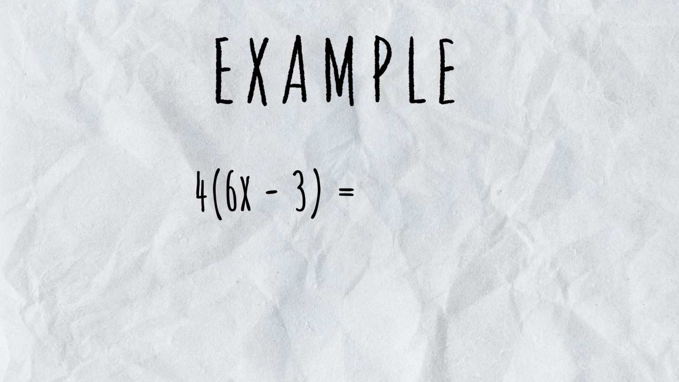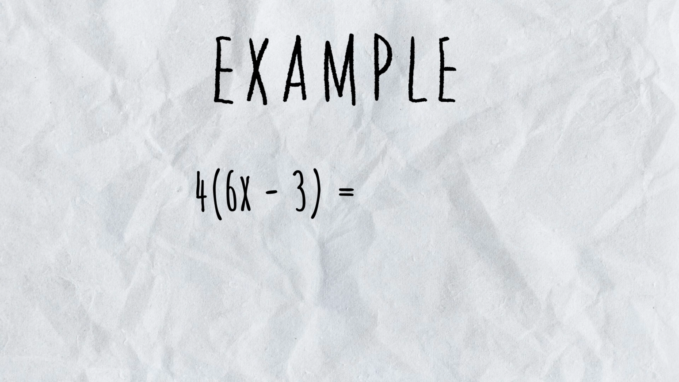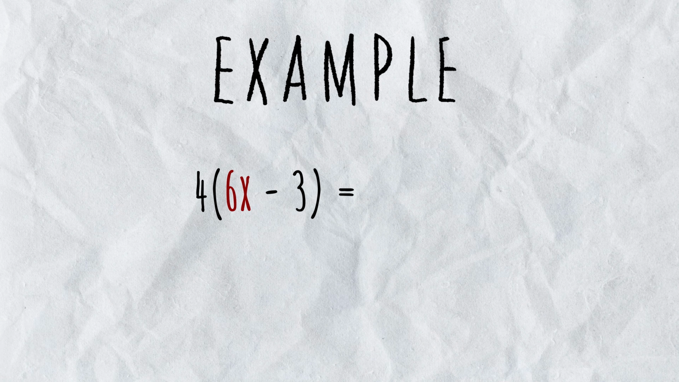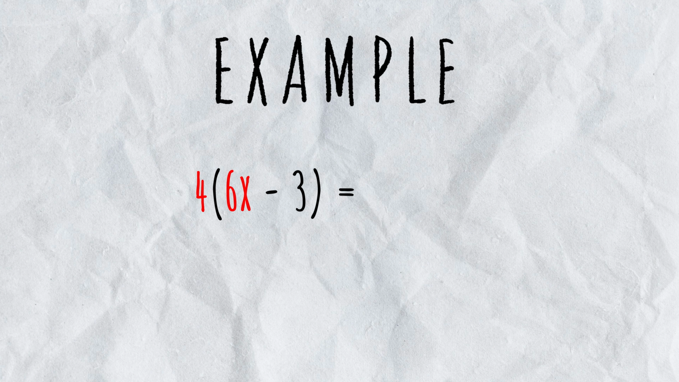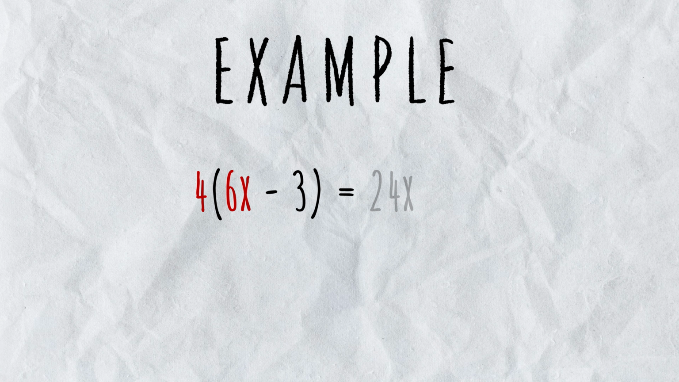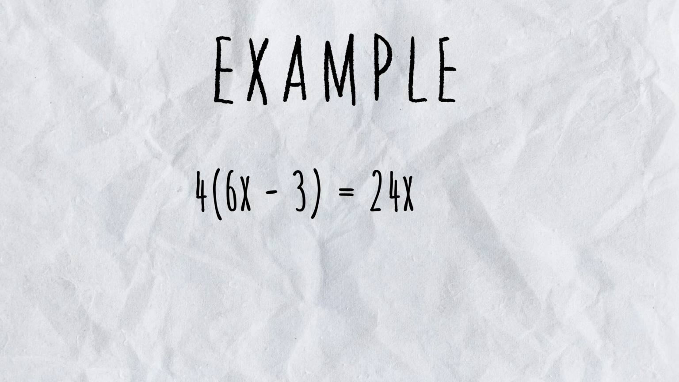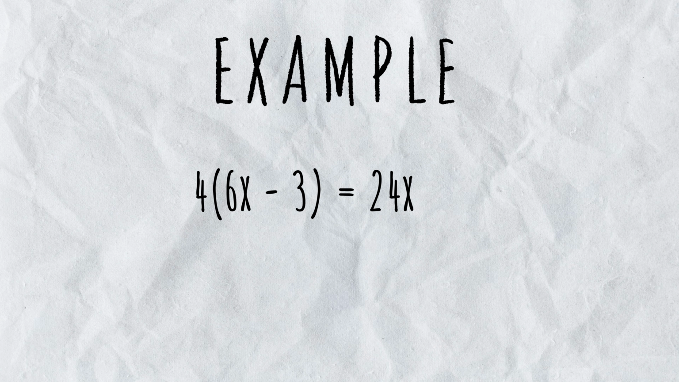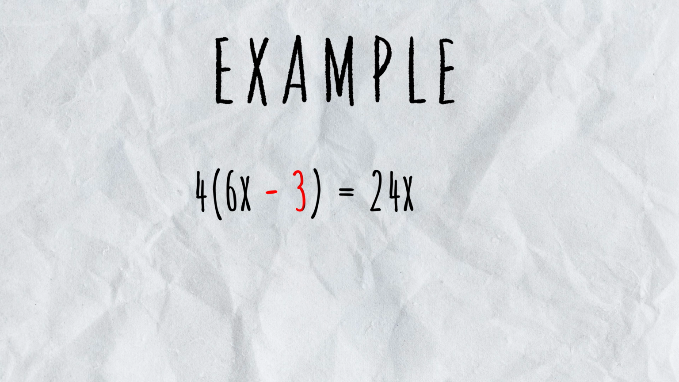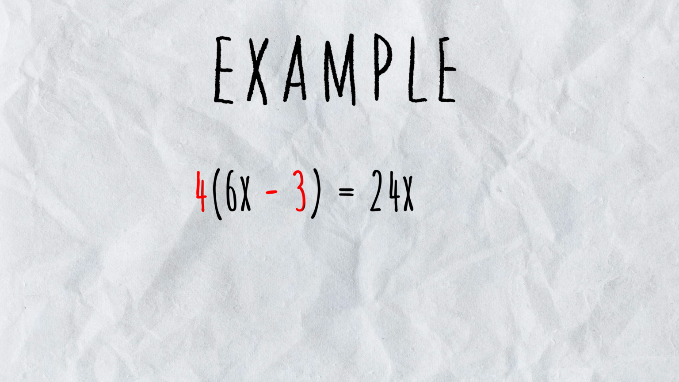So for the first part of this equation, we already know what to do. We simply multiply the 6 by the 4, which is outside of the bracket, and we are going to get 24x. But it's the next number that's a little bit trickier. So the next number we need to deal with is the minus 3. And we need to do 4 times minus 3.